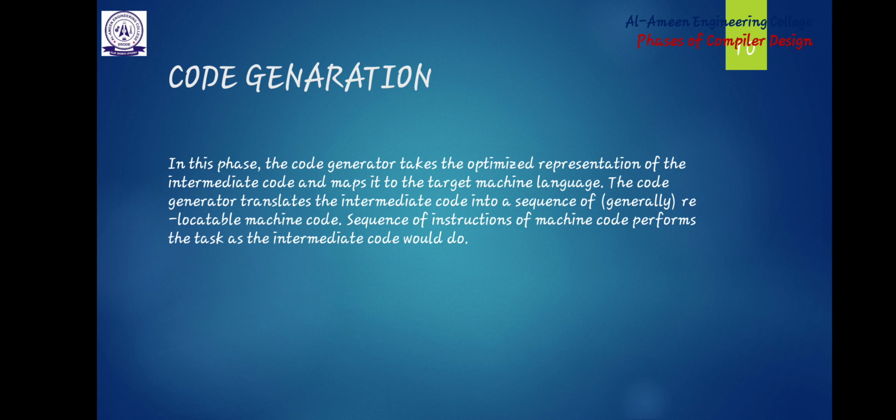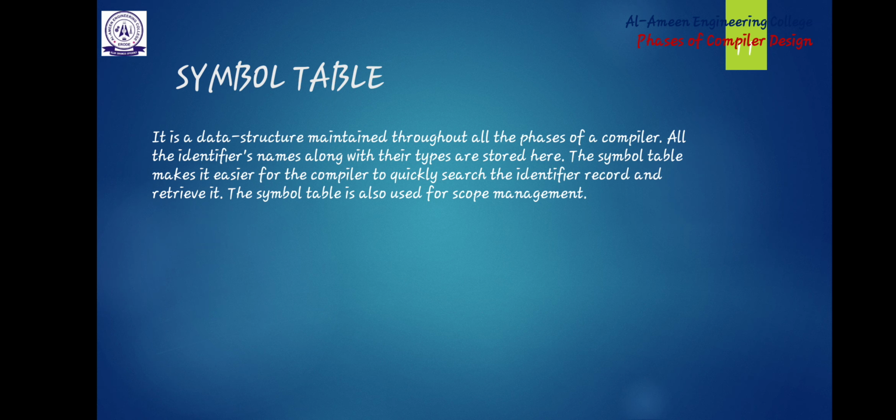Next, code generation is the last phase of the compiler. In this phase, the code generator takes the optimized representation of the intermediate code and maps it into the target machine language. The code generator translates the intermediate code into a sequence of relocatable machine code. This sequence of machine code instructions performs the same task as the intermediate code would do. And the last one is the symbol table.